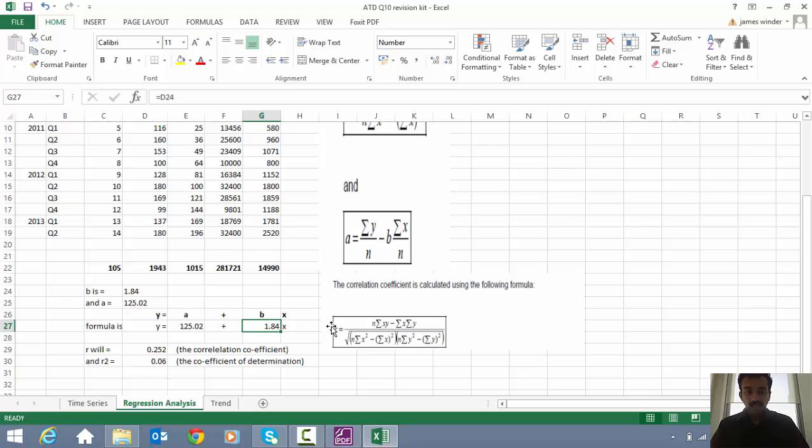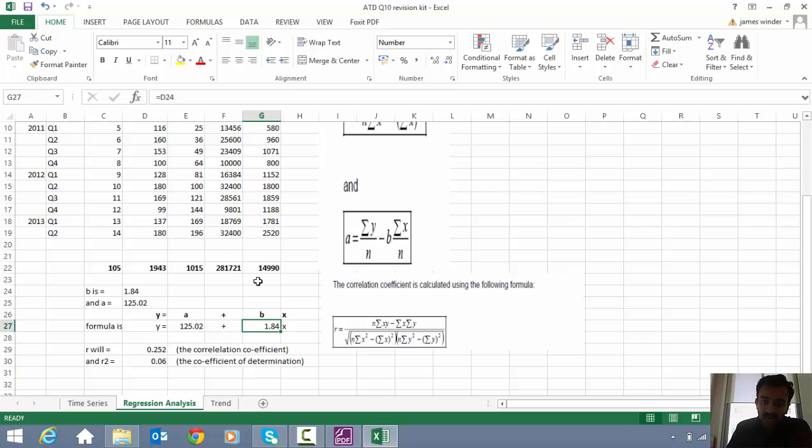What this means is as time increases, every quarter you're expecting an average sales increase of about 1.84. If time is 0, you have a sale of 125.02. As time passes, as the number of quarters increases, the sales is going to increase by 1.84.